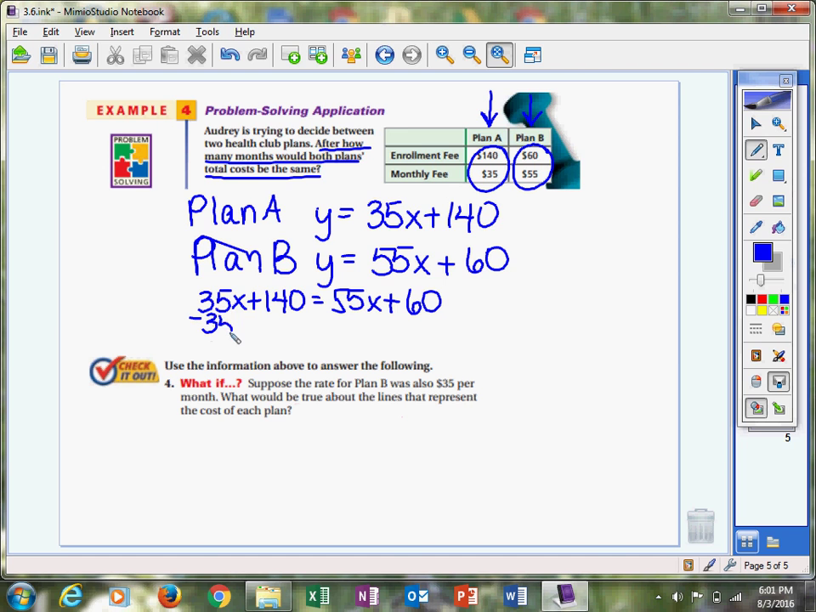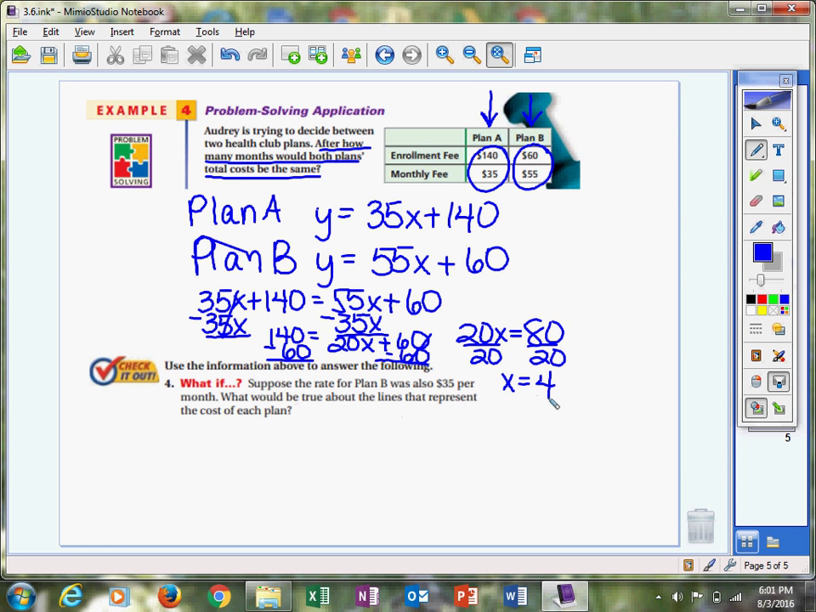I'm going to take away 35x from each side. Okay, so now I got 140 equals 20x plus 60. Take away 60 from each side. And I've got 20x is equal to 80. Divide each side by 20. And x is equal to 4.